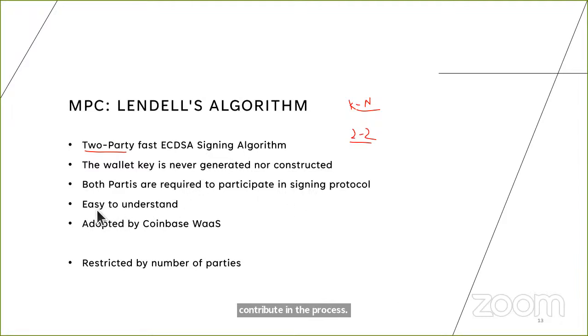By the way, the algorithm, as we will see, is easy to understand, and the performance is good, I think. And yeah, you can run it very fast. But as I mentioned, the problem with this algorithm is that it is restricted in the number of parties. So we should have only two parties, and for signing, we need both of them.